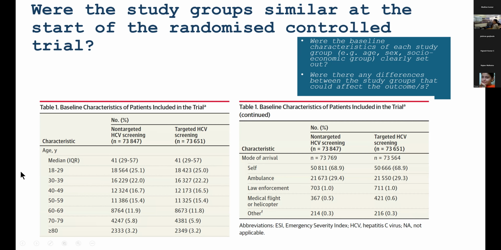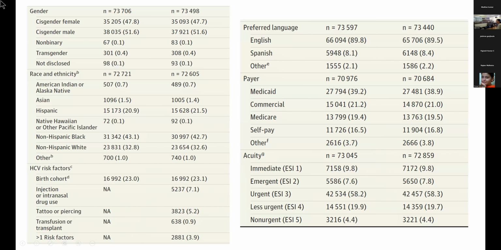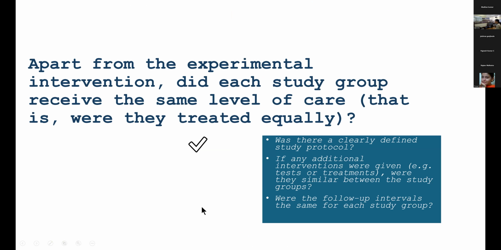Were the study groups similar at the start of randomization? Yes, I thought most of the characteristics were similar, and there was no major difference between the study groups. They've looked at age, gender, race, HCV risk factors, again, because the comparator arm looked at only, you don't have that data, language, that kind of thing. Acuity is how serious was the need for the ED visit.